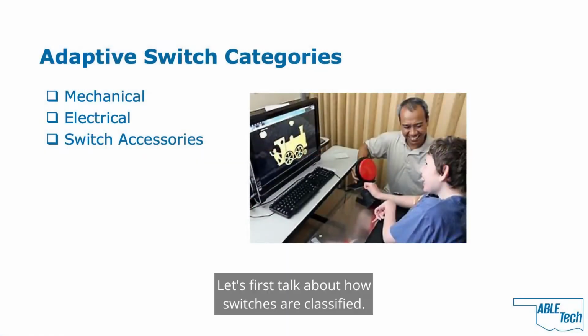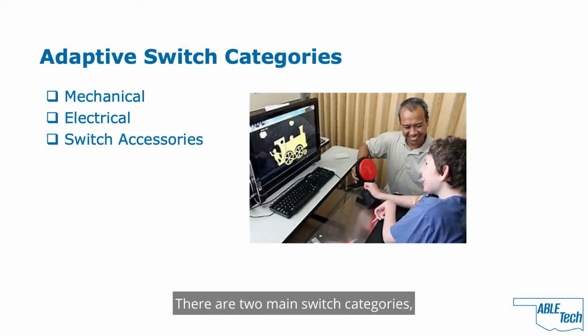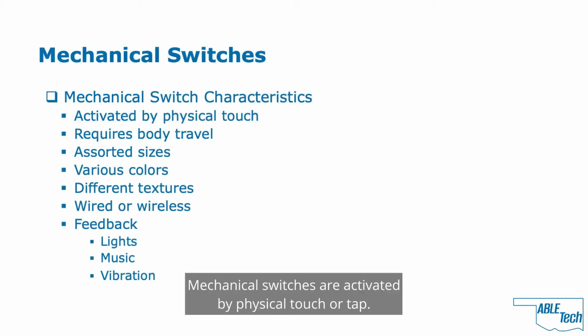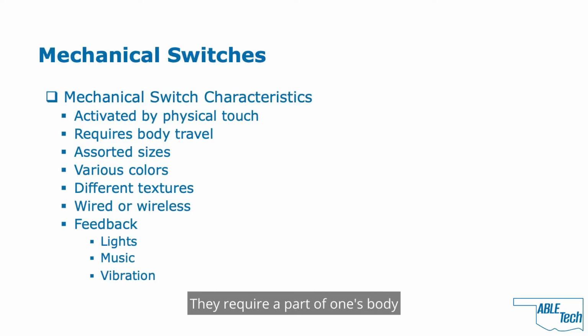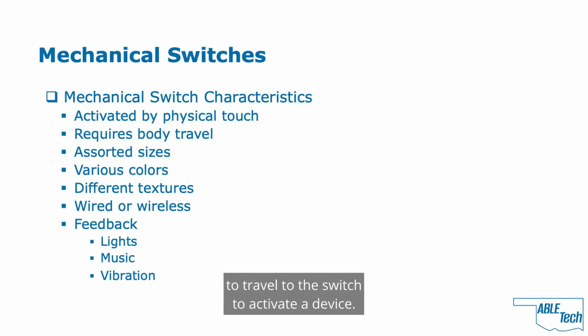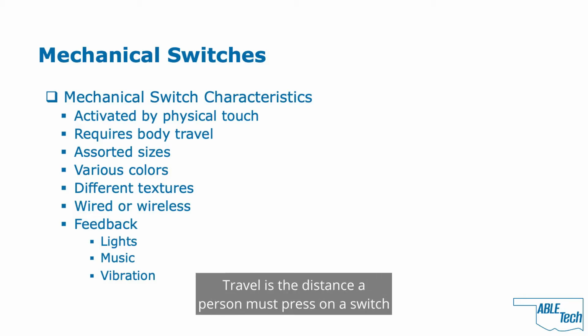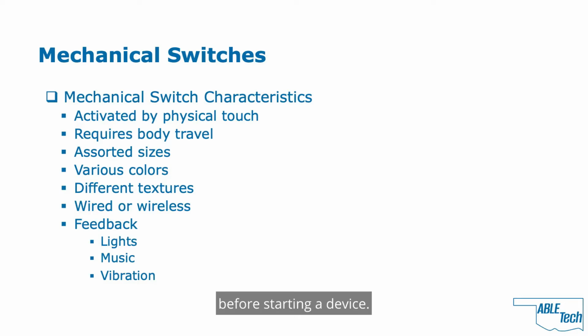Let's first talk about how switches are classified. There are two main switch categories, mechanical and electrical switches. Mechanical switches are activated by physical touch or tap. They require a part of one's body to travel to the switch to activate a device. Travel is the distance a person must press on a switch before starting a device.